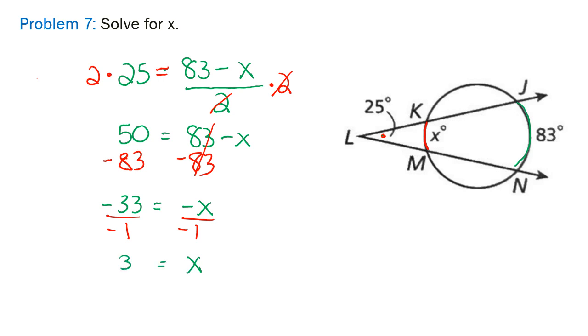And we're going to get positive 33. So the measure of the arc KM is actually 33 degrees, which is that little x right there.